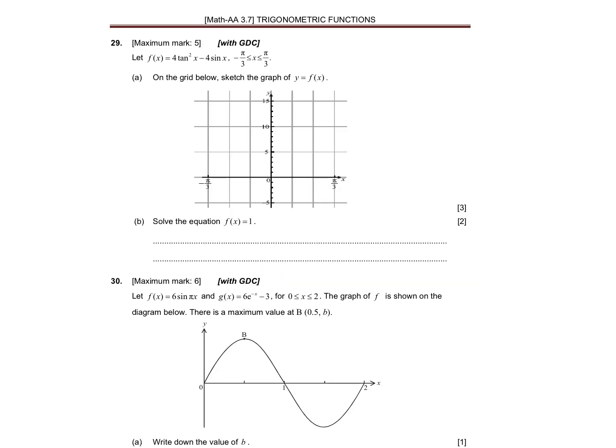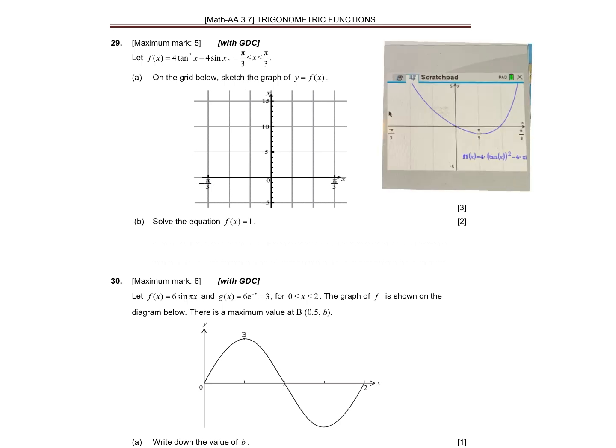All right, we've got 29, a tangent. So this is with graphing calculator. Okay, so this is how you put it in. Remember, you need the tangent and the brackets, square that whole thing. I changed my domain from negative pi over 3 to pi over 3, and it's going by pi over 9. We're dividing that into thirds.